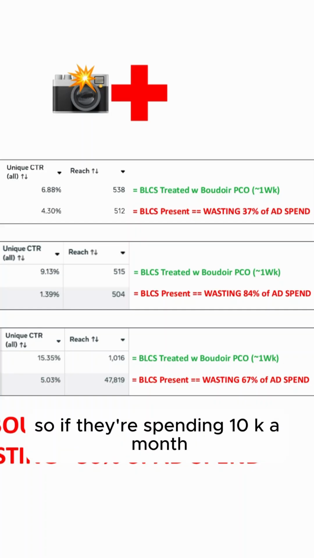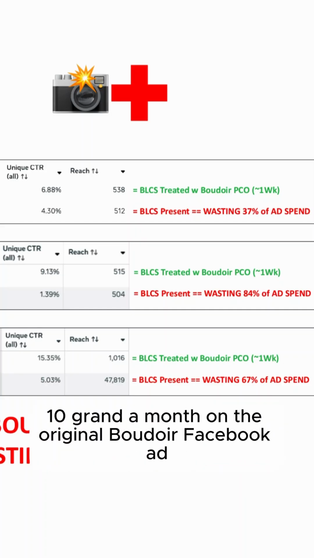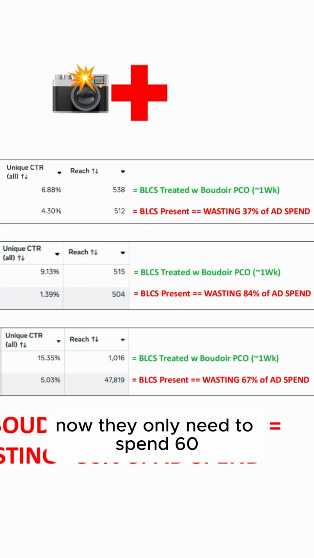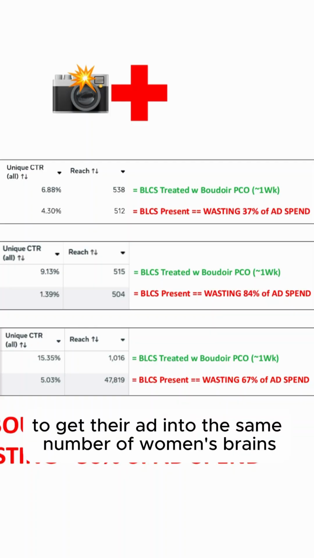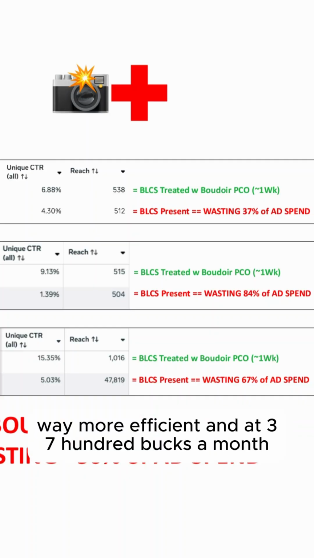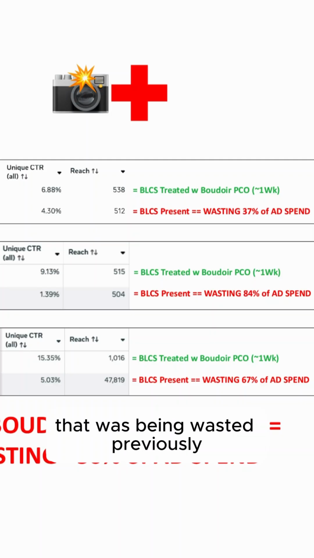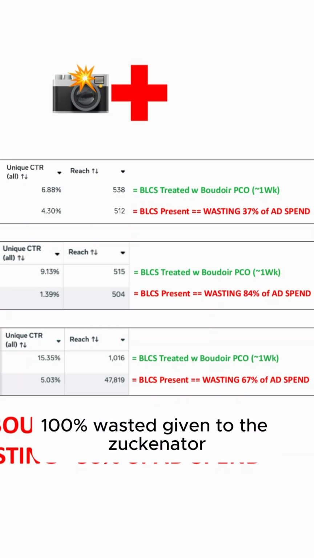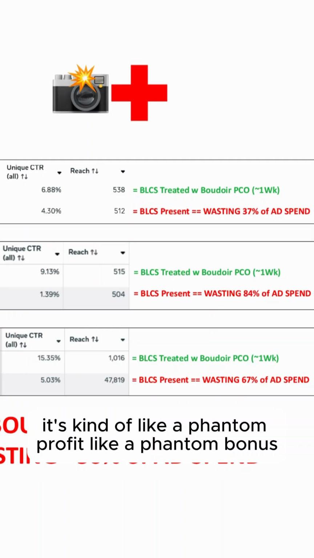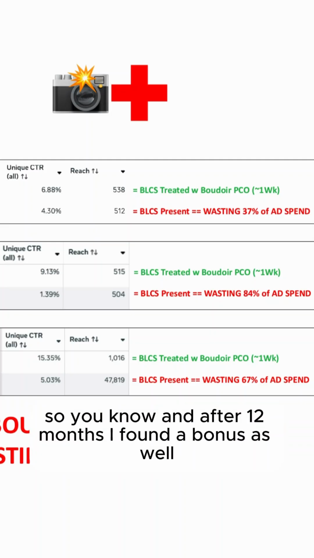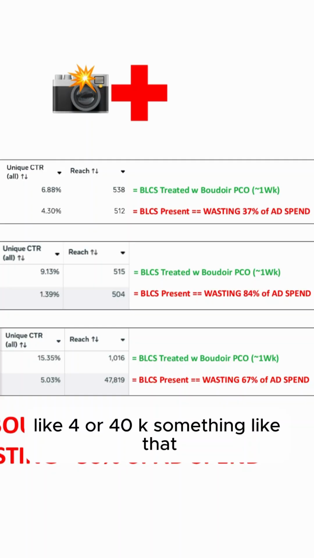So if they're spending 10K a month, 10 grand a month on the original Boudoir Facebook ad, now they only need to spend $6,300 a month on the Boudoir Pico treated ad to get their ad into the same number of women's brains. Way more efficient. And the $3,700 a month they no longer have to spend was being wasted previously, 100% wasted, given to the Zuckinator. They just pocket it, keep it right in their pocket. It's kind of like a phantom profit, like a phantom bonus. And after 12 months, the phantom bonus is what, like 40K, something like that.